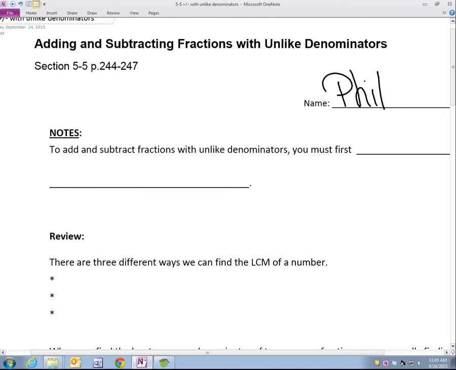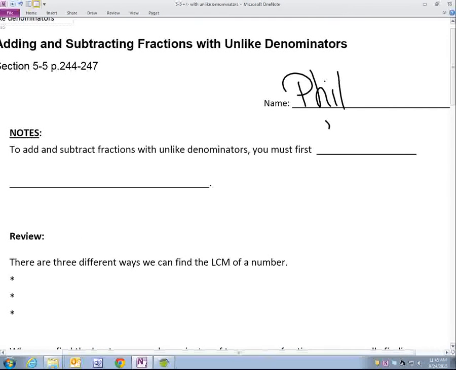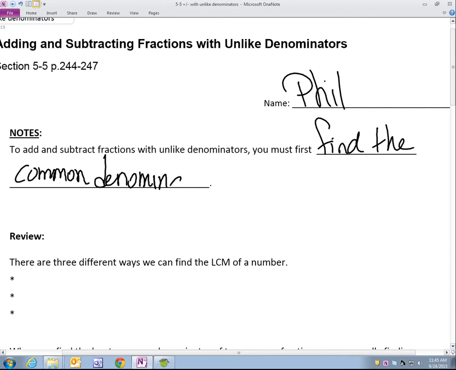Notes. To add fractions with unlike denominators, unlike means they're not the same, first you must find the common denominator. You must find the common denominator.